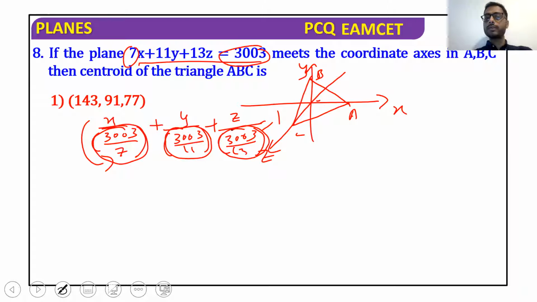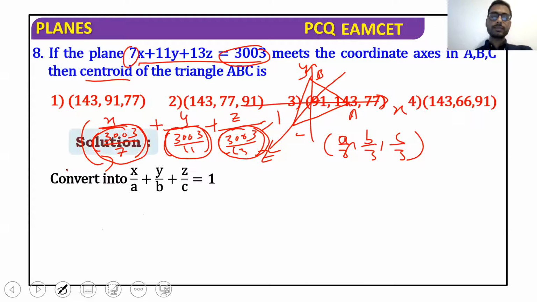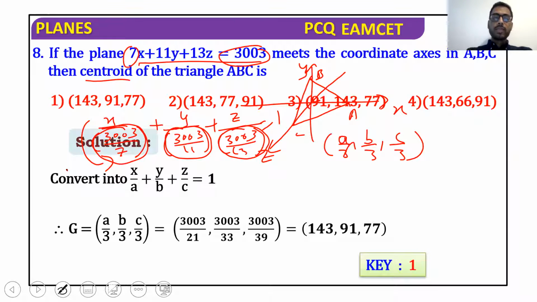So I have now values of A, B and C, and we have seen the centroid of a triangle. When a plane meets the coordinate axes, the centroid of the triangle is A by 3, B by 3 and C by 3. So substituting those values, I'll get my answer. So let's hit solution. Centroid of triangle is A by 3, B by 3, C by 3.